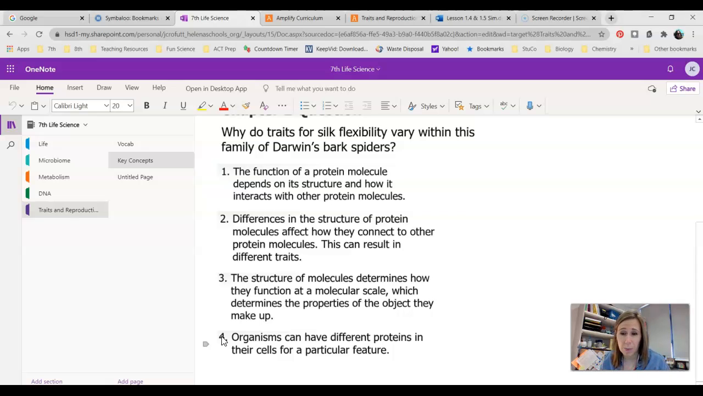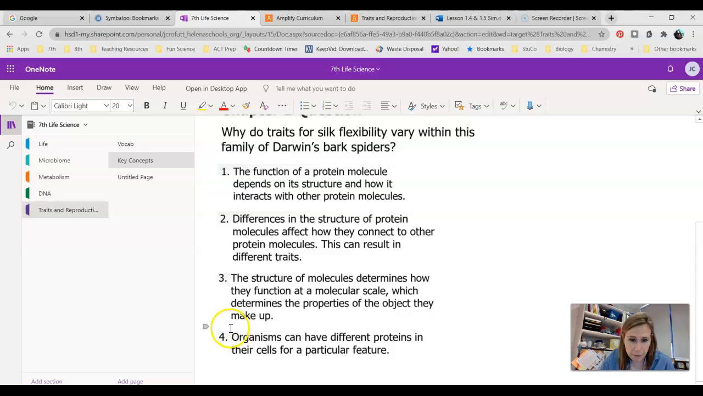In terms of a Darwin's bark spider, it might be how flexible the silk of that spider is, and it might influence the purpose of that silk. You read about those 4 different articles where you might have one that shoots venom, or one that can stretch clear across a riverbank, or even one that can help a spider fly away and be mobile.